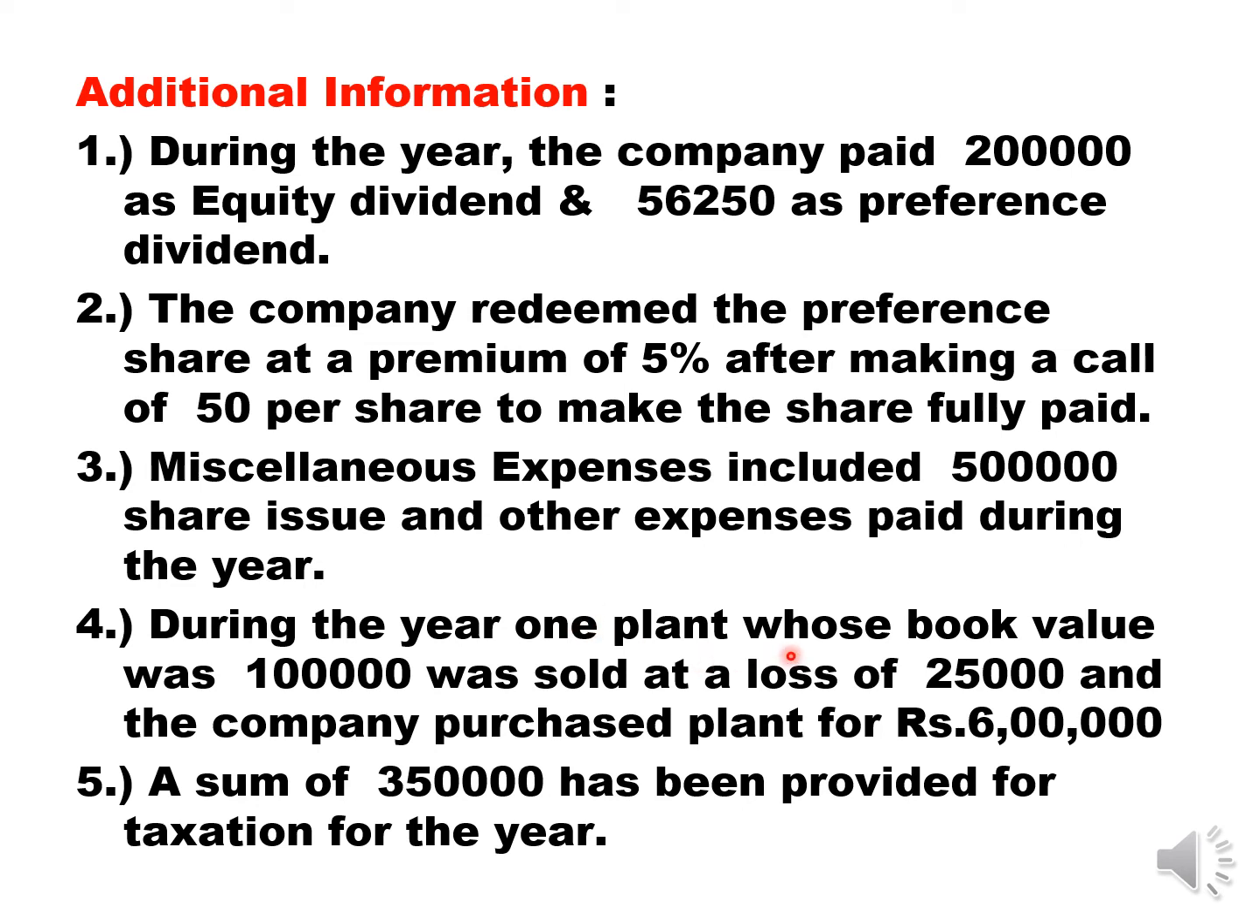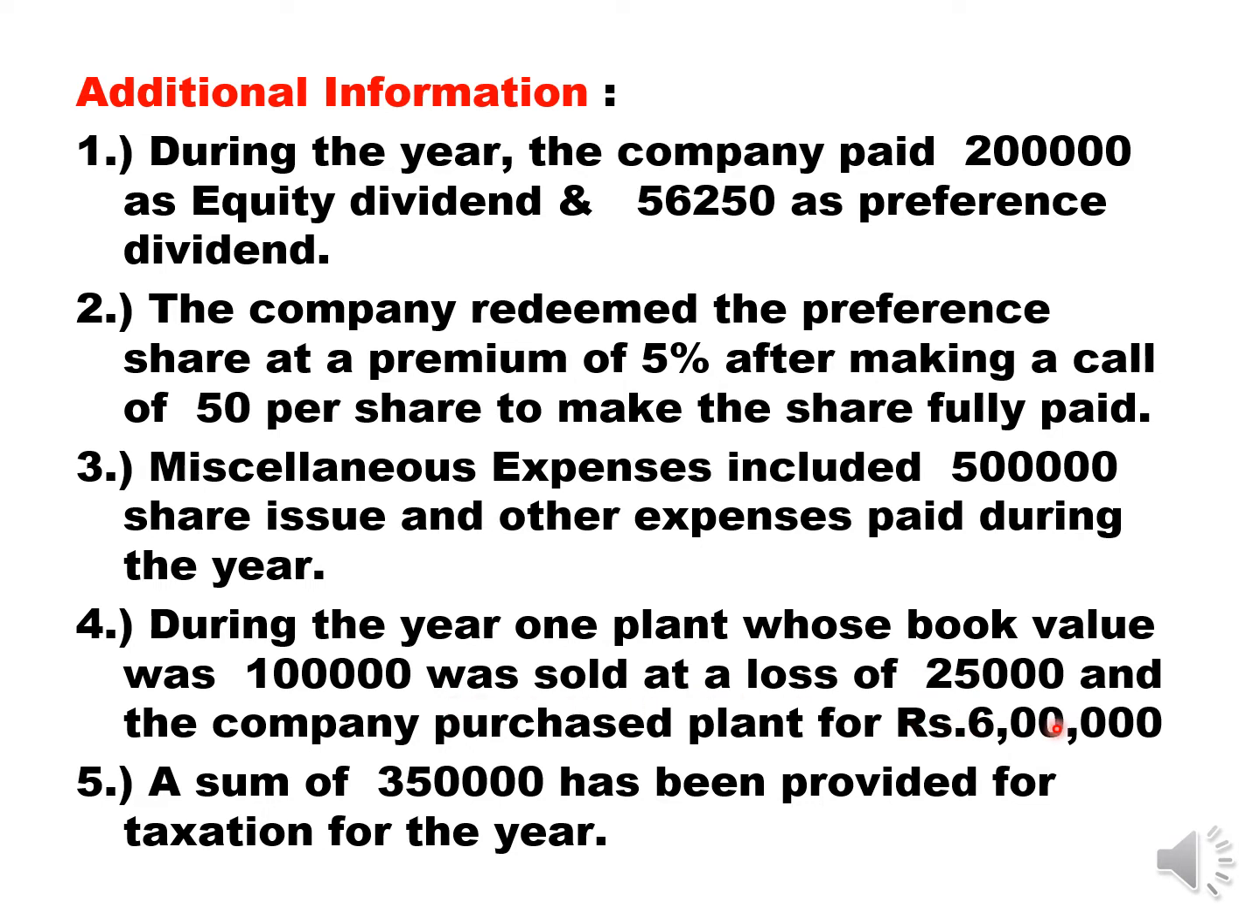During the year, one plant whose book value was 1 lakh was sold at a loss of 25,000. So 1 lakh rupee plant is sold at a loss of 25,000. So loss is 25,000. Then how much will be the sale value? 75,000. So 1 lakh minus 25,000. Sale value will be 75,000. So sale 75,000 will come in plant account and FFS. Loss will come in adjusted PL account and FFS.